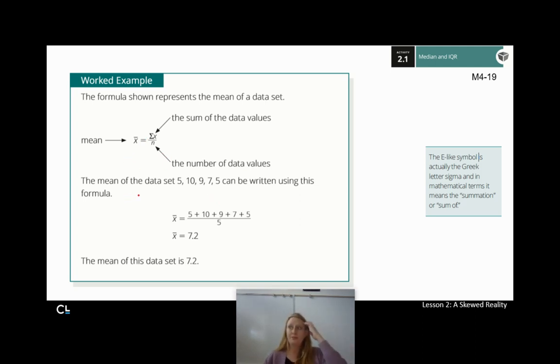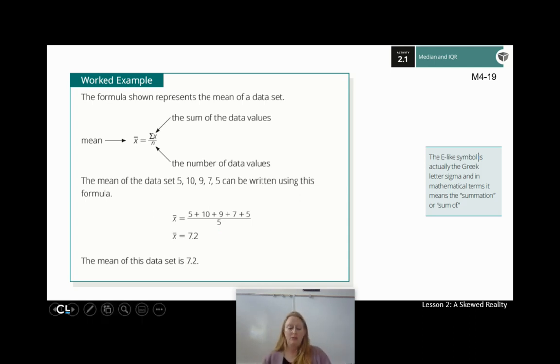So for example, if I have 5, 10, 9, 7, and 5, I can find the mean of this data by doing the sum of all of those values, so 5 plus 10 plus 9 plus 7 plus 5, and then dividing by the number of those values. And I have 1, 2, 3, 4, 5 of them, so I will divide by 5.